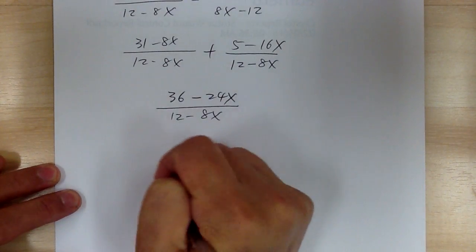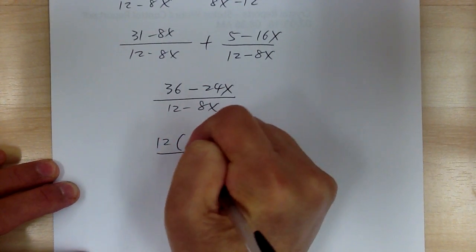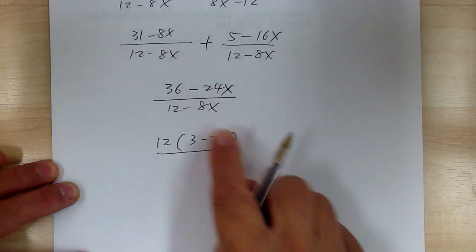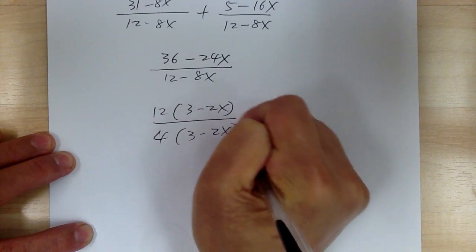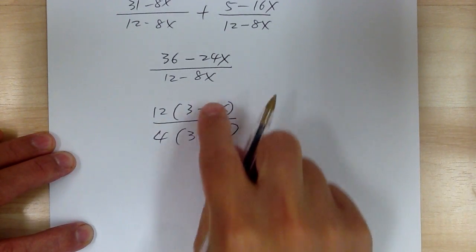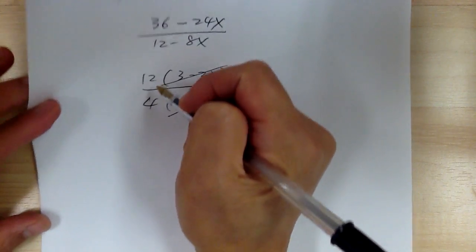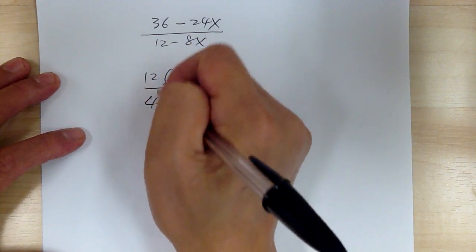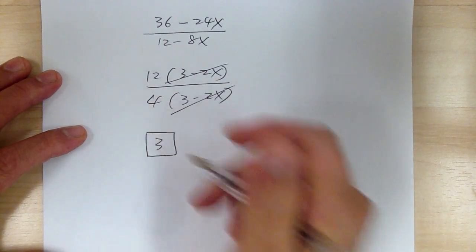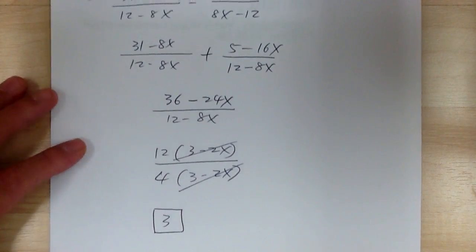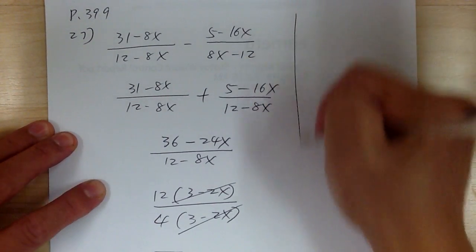So the next step is going to be the factoring. I can factor out the 12 from the top, so I get 3 minus 2x. The bottom, I can factor out the 4, so I get 3 minus 2x. Both of these are the same, so they can cancel out. And this one you can reduce. 12 divided by 4 is 3. So that's your answer. Okay, so let's go and do some practice.